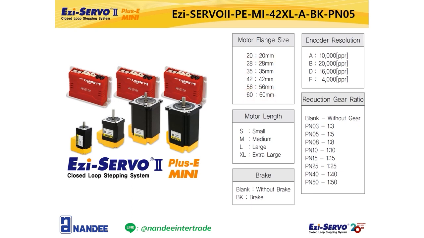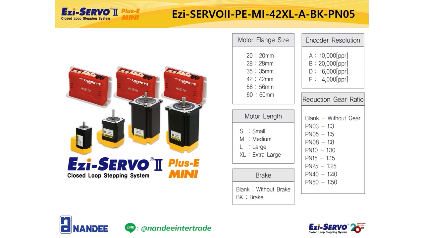You can select the motor from a NEMA 8, 20 mm size motor to a NEMA 24, 60 mm size motor. Motor length is the length of the motor body excluding the motor shaft, and you can select small, medium, large, and extra large length. The length you can select depends on the motor size. The encoder resolution can also be selected as shown in the table. Gearbox and brake specifications are also available.